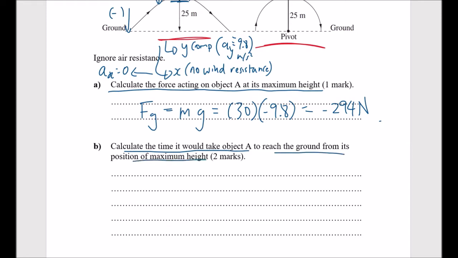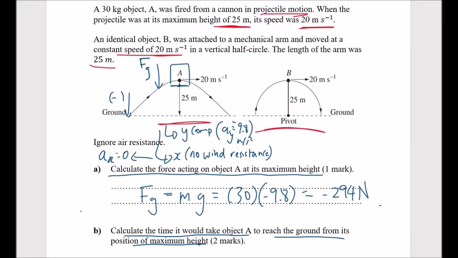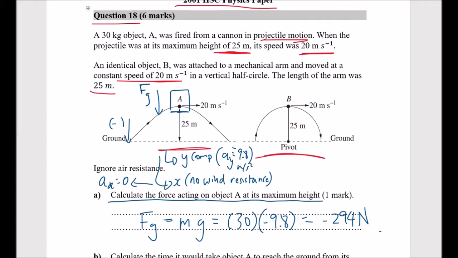The next question we have: calculate the time it would take object A to reach the ground from its maximum position. So the scenario we're focusing on here is still A. From this point here, it's going to go all the way down here. What time does it take for it to get down there? Now we know from projectile motion, the only thing that affects the time of the actual projectile moving is the y component. Only the y component will affect the time. Okay, well, let's have a look. The displacement is 25 meters.